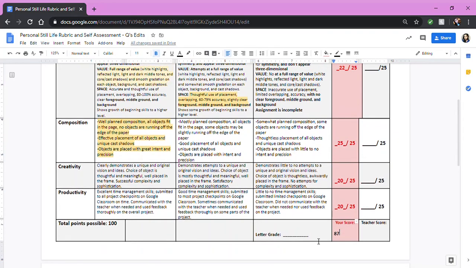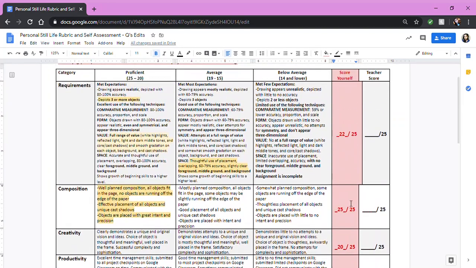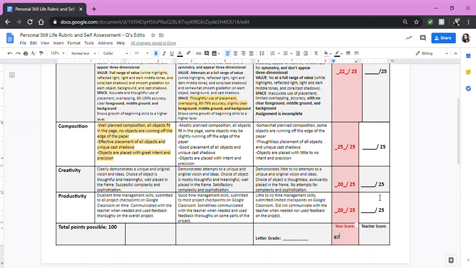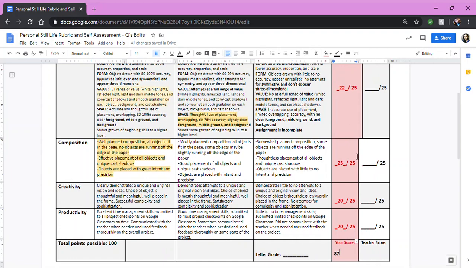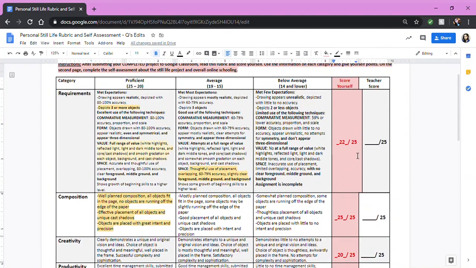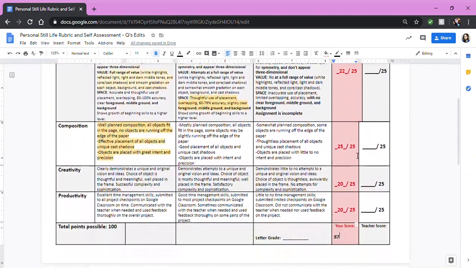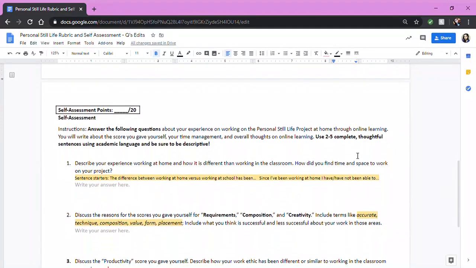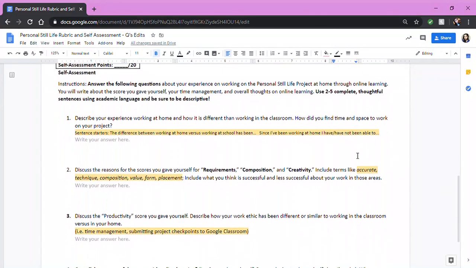So let's say this is the score that you gave yourself. And then I'm gonna go in and give my score. And then I'm also gonna let you know if I agree with your points or if I don't agree with your points. Like I could probably say something like, no, you deserve more points than you gave yourself. So that's totally a possibility. So this is part 1, and then we're gonna go down to part 2, which is your self-assessment.